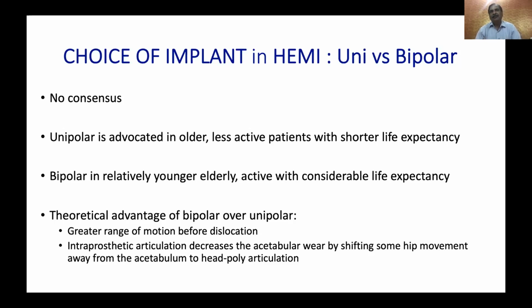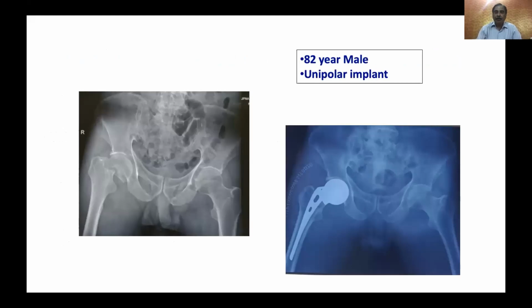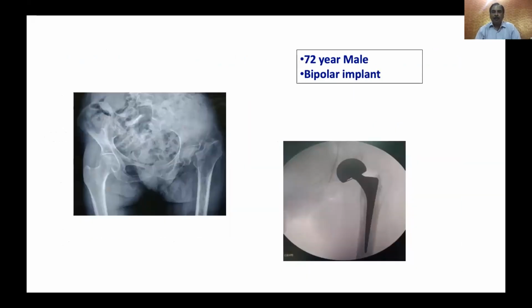But there are a lot of studies which show that the bipolar, because of the serum and blood getting in between the articulation, can become a unipolar after some time. So this is an 82-year-old male who was treated with an Austin Moore, and this is a 72-year-old male who was treated with a bipolar implant. Now, if a patient can afford it these days, my first choice will be to do a modular bipolar, where if there are any acetabular changes later on or issues with the acetabular side, I can go and take out the bipolar head and put in a total hip replacement.